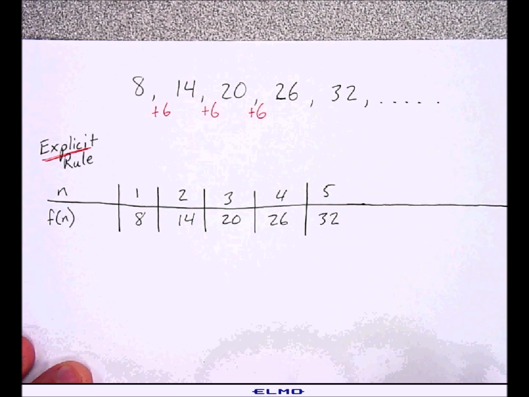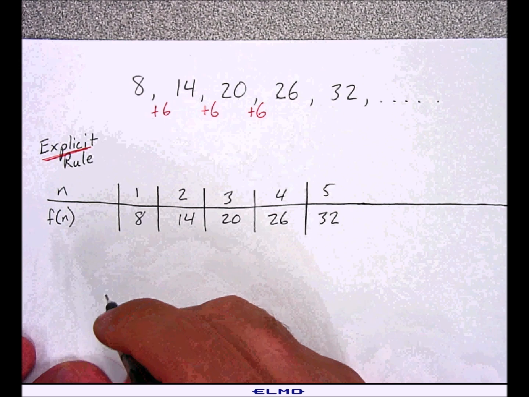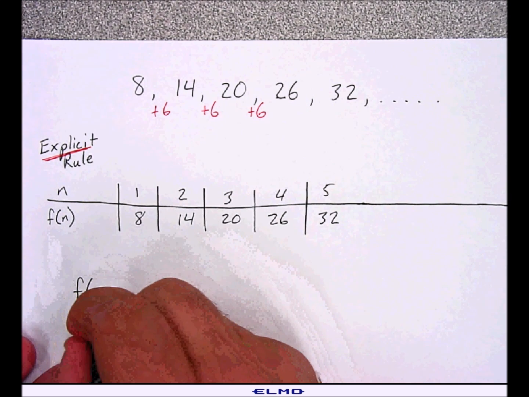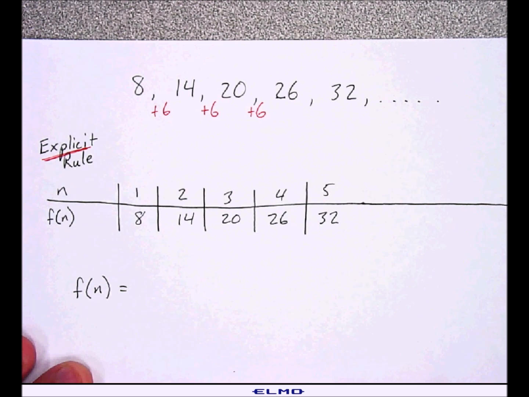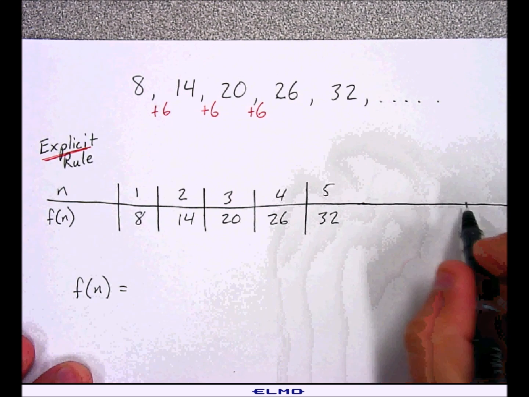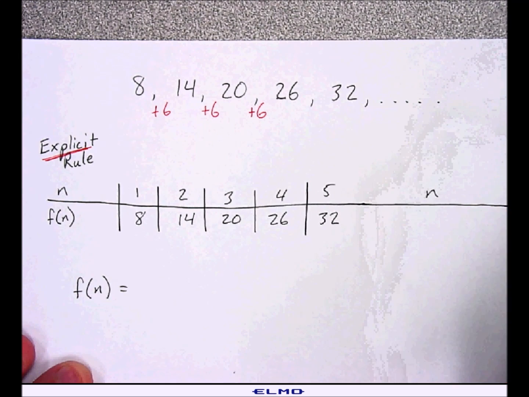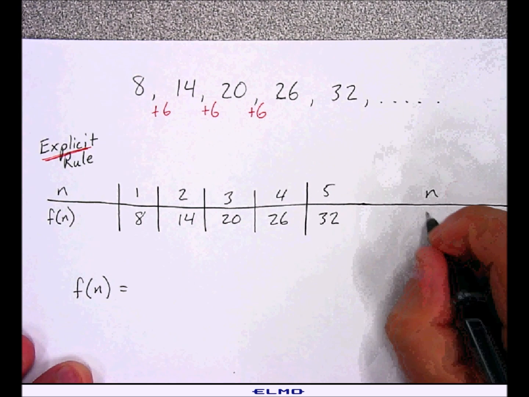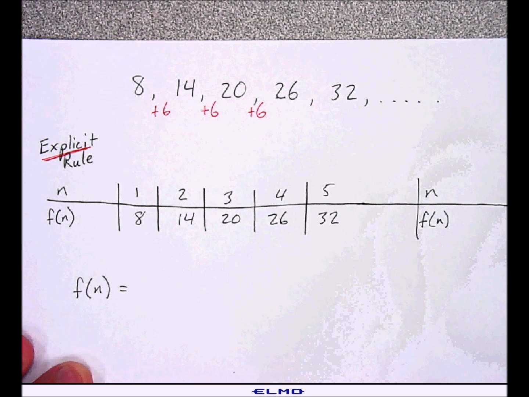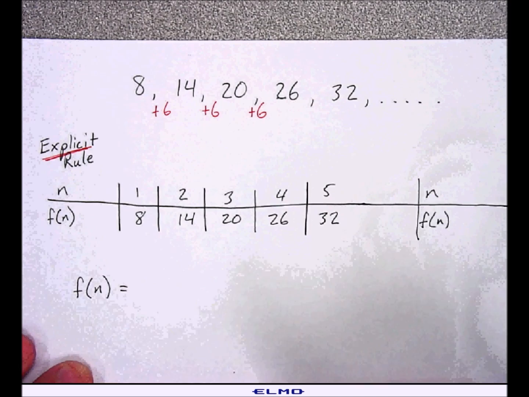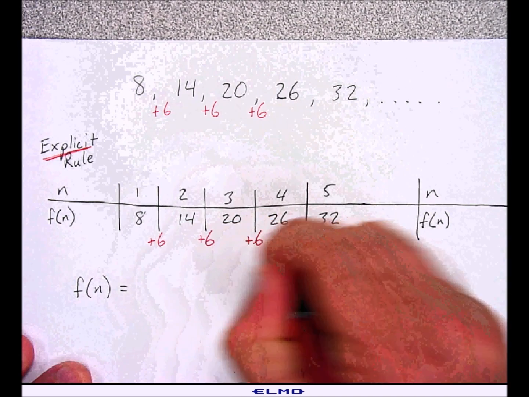What I want to develop by making an explicit rule is a shortcut that basically says f of n is going to equal something, and I can find it really quickly. If I kept this sequence going way out to any number I want, n, let's say that 53rd term, then f of n would be the output for it. So how do I find that? We can use the pattern that's been happening here: plus 6, plus 6. That's going to be part of our rule.